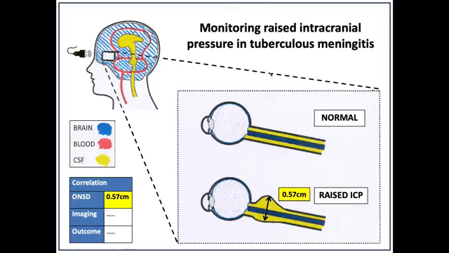And when you get that pressure, it's transmitted around the sheath, and the sheath balloons. And we can measure that ballooning, and we say, that's a big sheath. We think that corresponds to raised intracranial pressure. This is a research tool at the moment. We need to try and validate it.